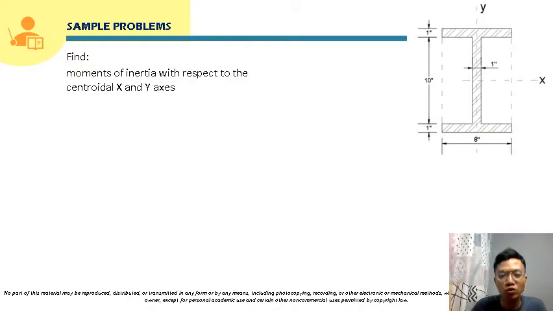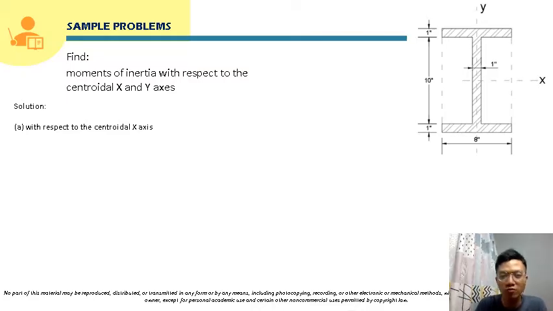Again, we are going to solve for the moments of inertia with respect to the x-centroidal and y-centroidal axes of this composite area. For our solution, the first one that we're going to solve is the moment of inertia with respect to the x-centroidal axis. We can actually have two solutions here.